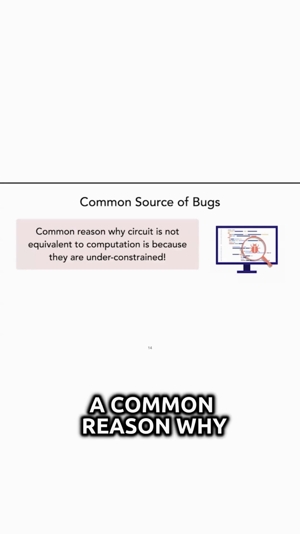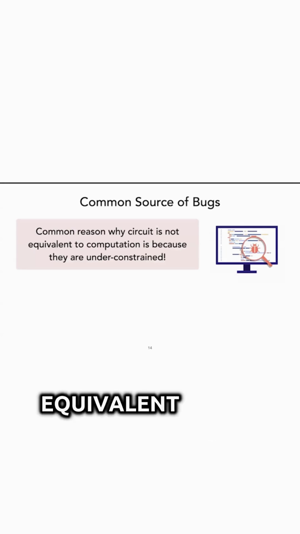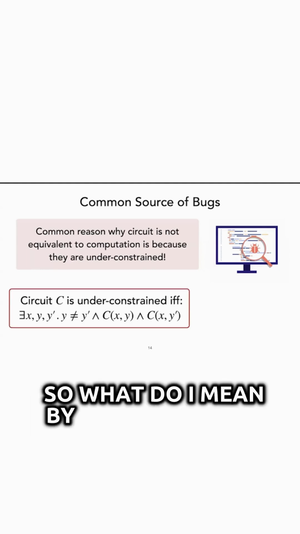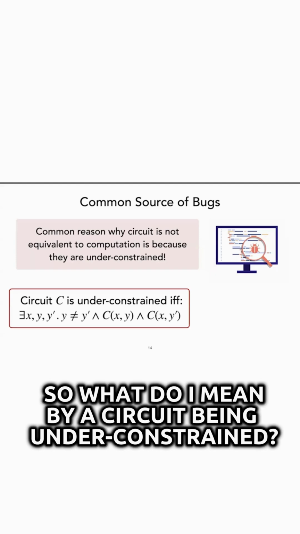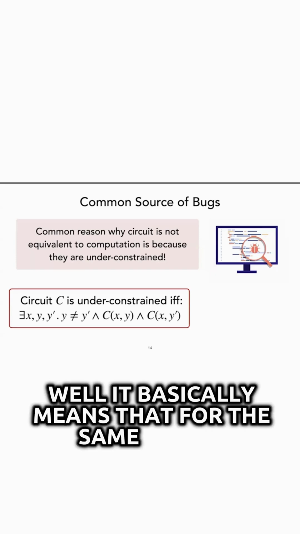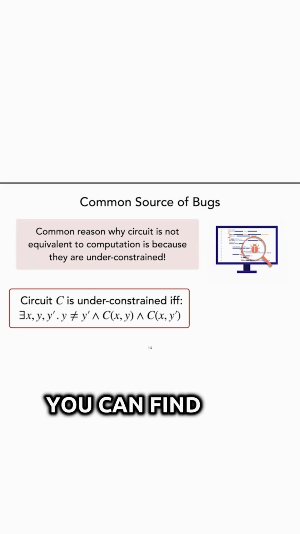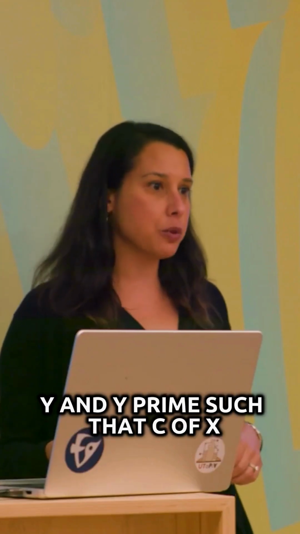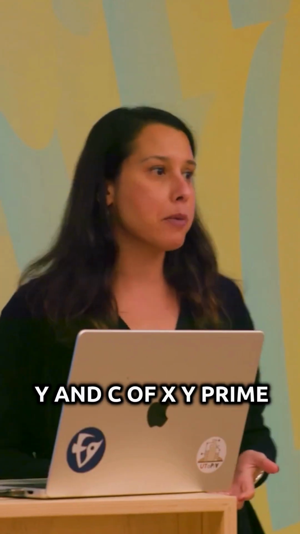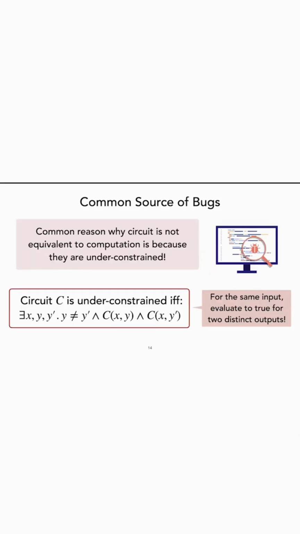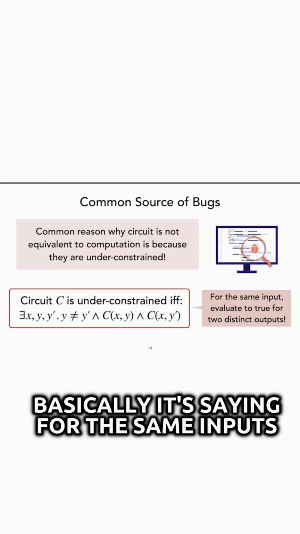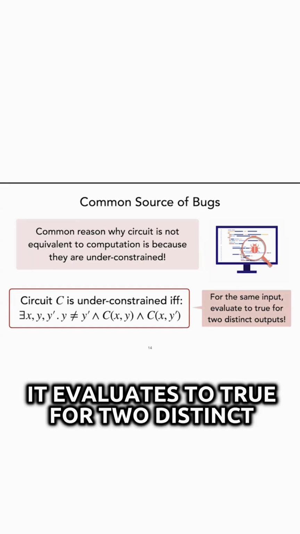A common reason why circuits are often not equivalent to the computation that they're meant to certify is because they are under constraint. So what do I mean by a circuit being under constraint? Well, it basically means that for the same input x, you can find two distinct outputs y and y prime, such that C of x,y and C of x,y prime both evaluate to true. Right, so basically it's saying for the same inputs, it evaluates to true for two distinct outputs.